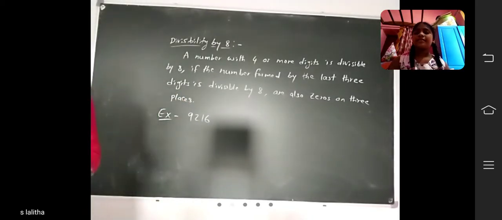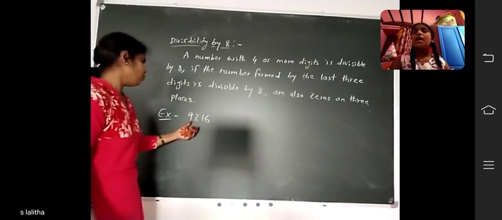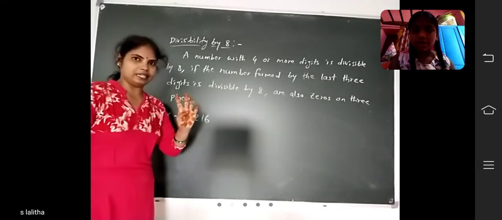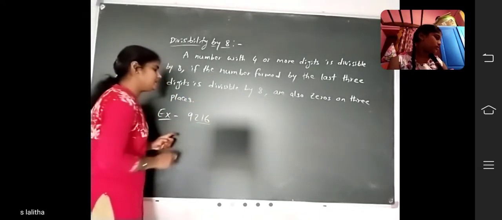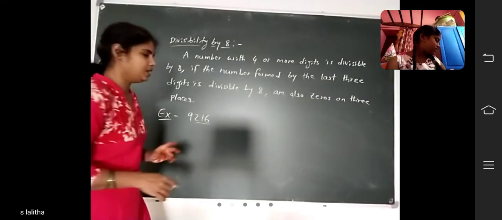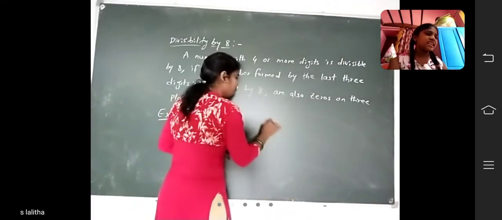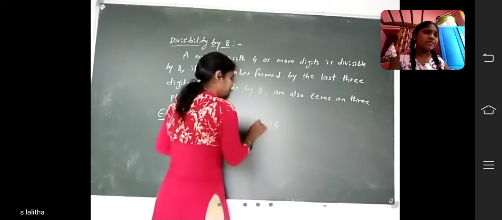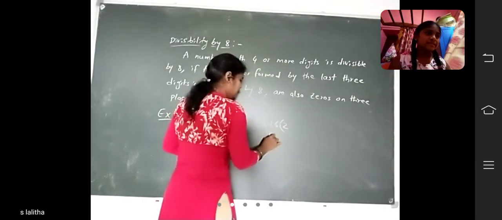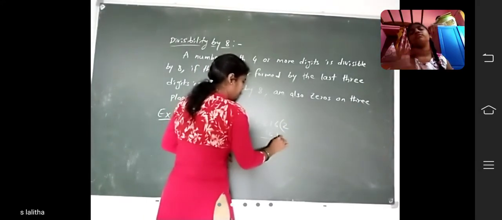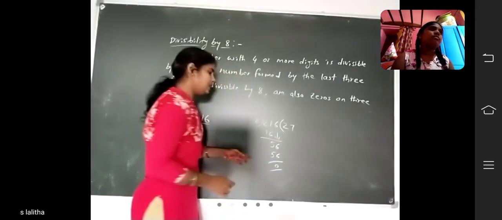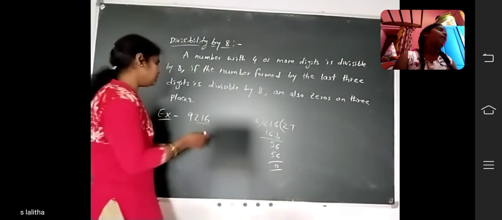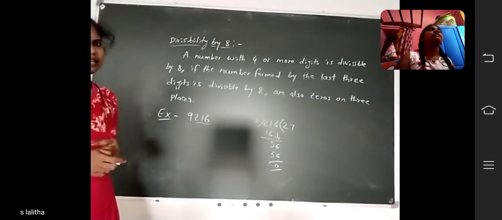9,216, you have to take. Here how many digits are there? 1, 2, 3, 4. 4 digits. So you have to take the last 3 digits. What are the last 3 digits? 216. Is it divisible by 8? You have to do actual division. 8 twos are 16. 5 is remaining. Bring down 6. 8 sevens are 56. Yes, it is divisible by 8. So, this whole number is divisible by 8.